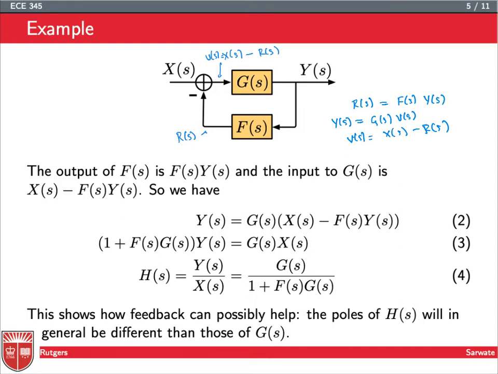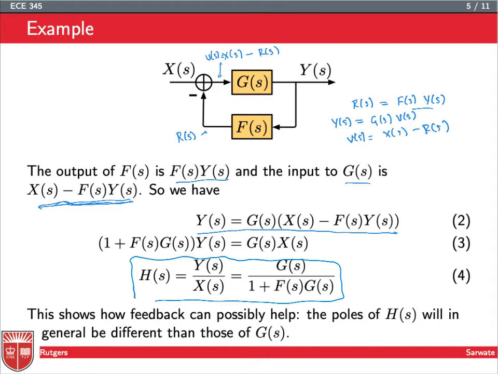Right, so if I didn't want to write these intermediate signals, we can say the output of F(s) is F(s) times Y(s), that's R(s), and the input to G(s) is X(s) minus R(s), which is X(s) minus F(s) Y(s). So we just write this out. Y(s) is equal to G(s) times this input, and then you do a little bit of algebra, and in the end you get this formula for the transfer function. So the new transfer function is our old transfer function G(s) divided by 1 plus F(s) times G(s).